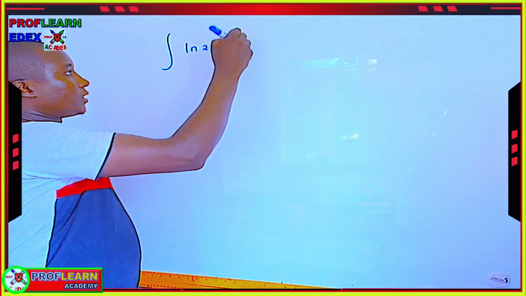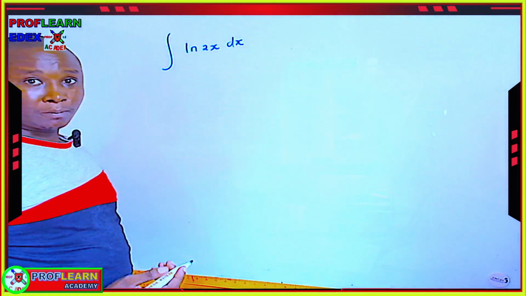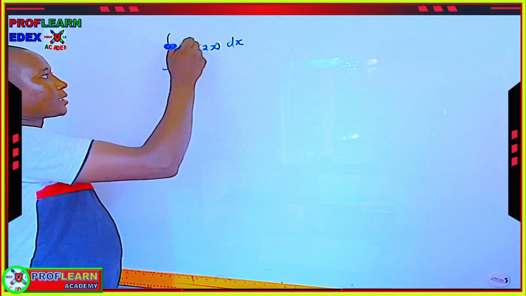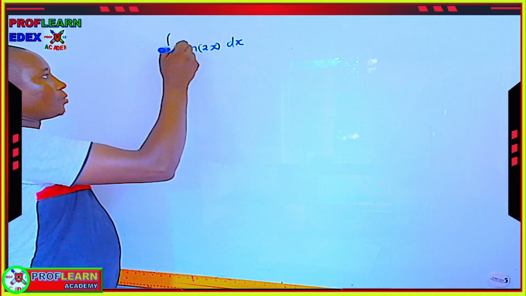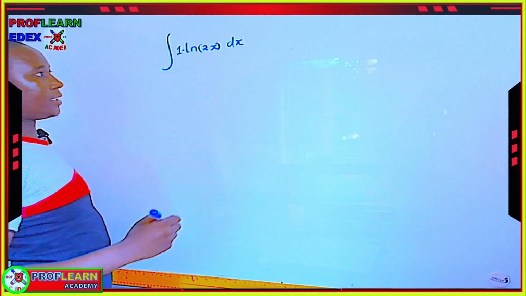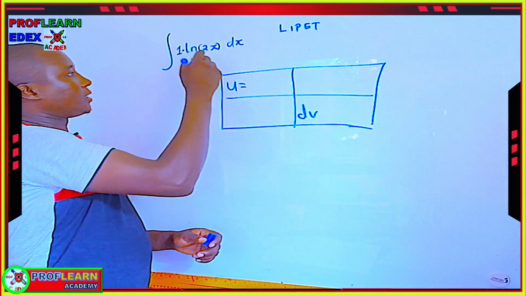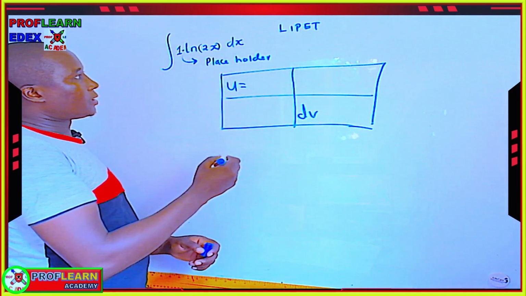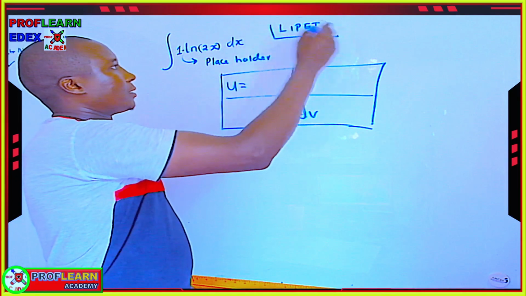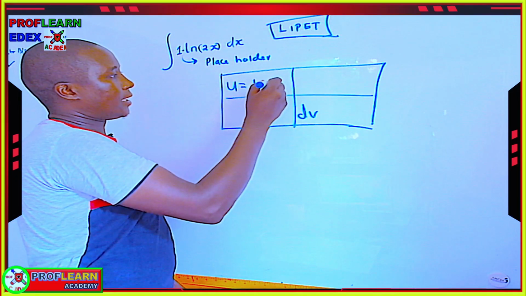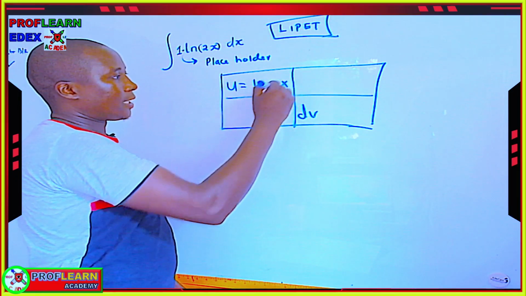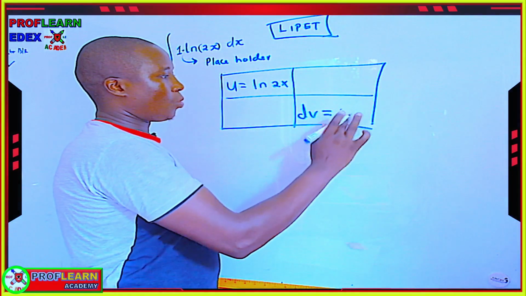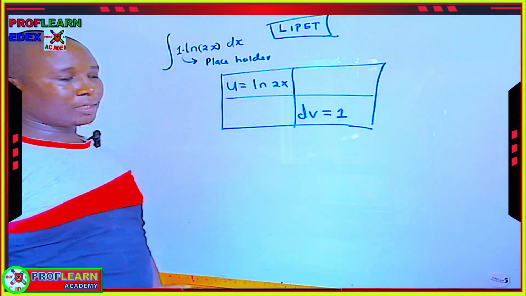Now, in order to perform also this integration, of course, we are going to use integration by parts. It's ln 2x dx. But something that you need to remember is that here we have a 1 that is not indicated here. The one that we're having at this point is just a placeholder. So it means that in LIATE, we are going to take our logarithm, ln 2x, as the value of u, and our dv here is going to be our 1.